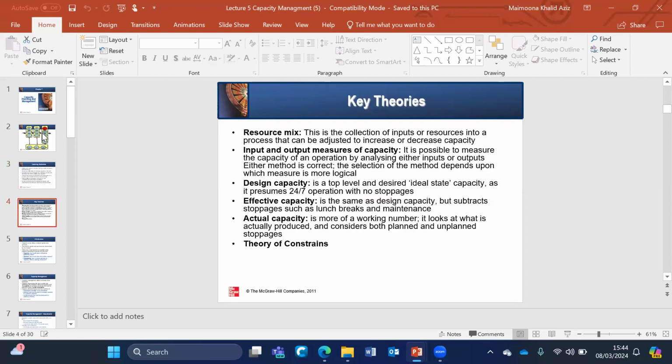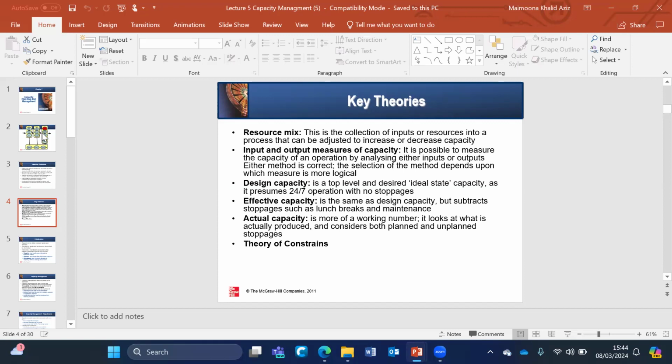Now, there's some key theories. There's a resource mix. This is a collection of all the resources or inputs that you have in your business that can be changed to increase or decrease the capacity of your business. So input and output measures are based on capacity.